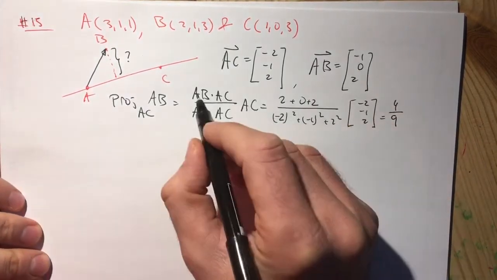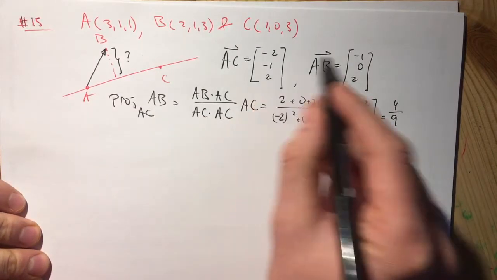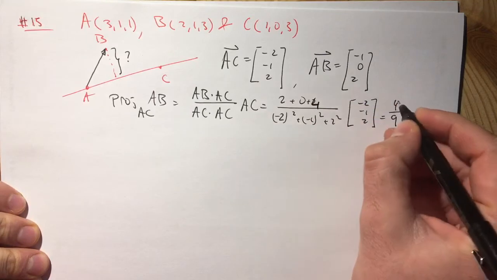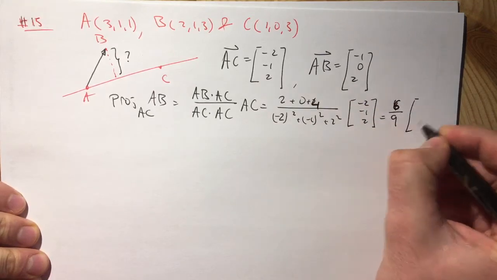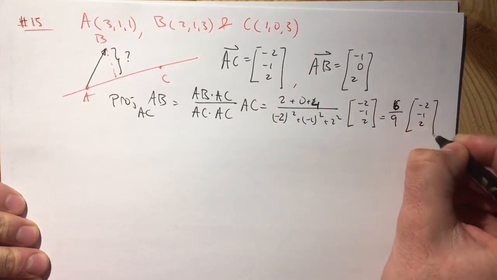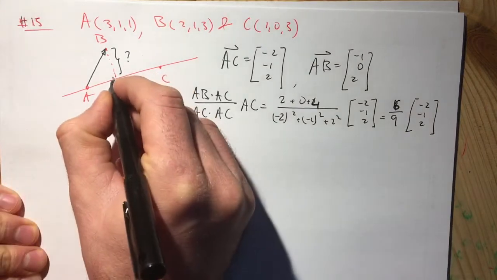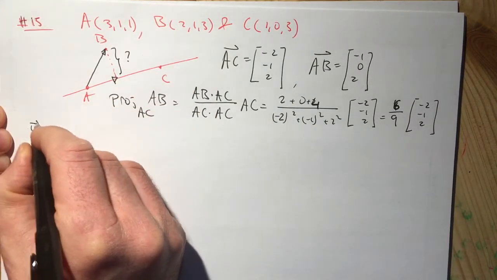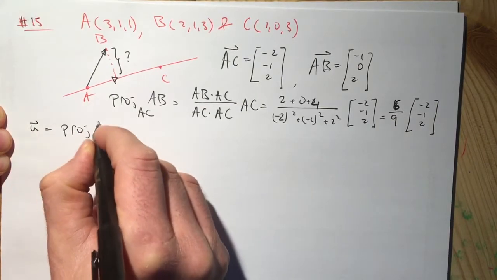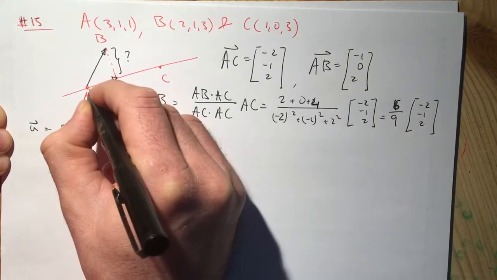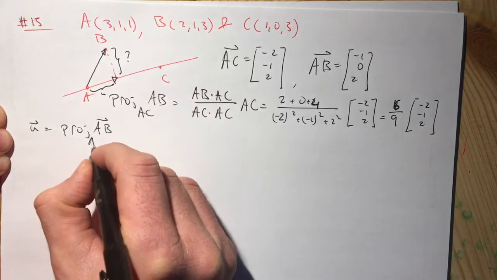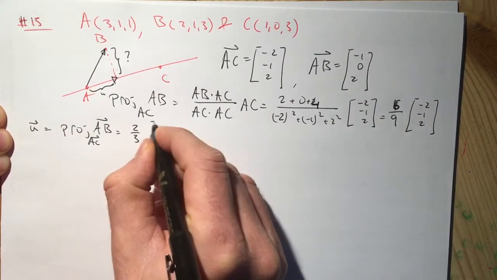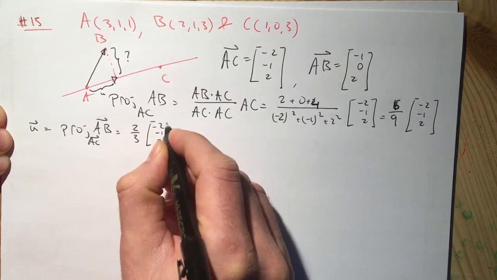Here I think I made a mistake. AB dot product AC, negative 2 times negative 1, 2. This is 0. 2 times 2 is 4. Sorry about that. So this is 6 times negative 2, negative 1, 2. Okay, so this projection, let's call it, I don't know, U. So this is the vector U, is equal to 6 over 9, that's 2 over 3 times negative 2, negative 1, 2.